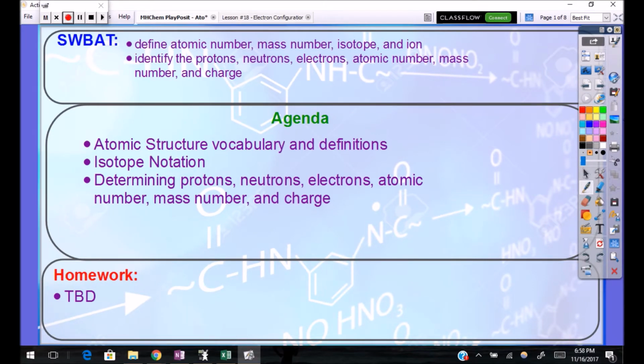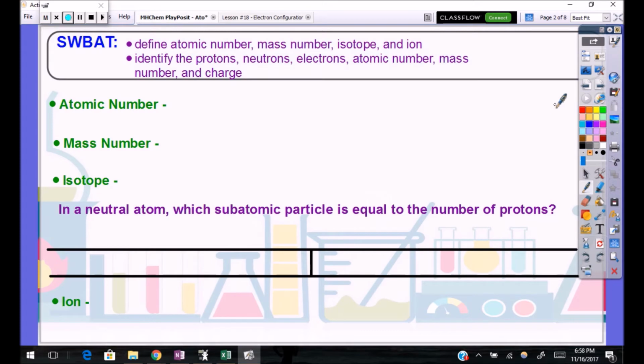Hello class, today we're going to define the atomic number, mass number, isotope, and ion. We're also going to identify protons, neutrons, electrons, atomic number, mass number, and charge. Homework is to be determined at this point. We will discuss in class. So let's start with some vocabulary.